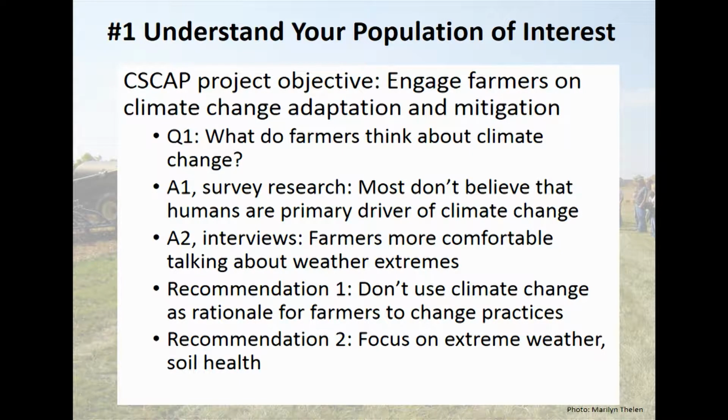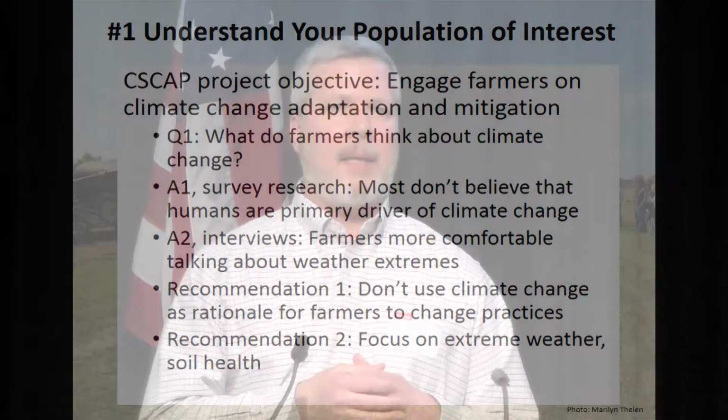Because if you're going to talk to farmers about climate change, you might want to know what they think about it. Or if you're going to use climate change as part of your rationale for why they should adopt cover crops, for example, we should know what they think about that. And so we did a survey of farmers across the Corn Belt, about 5,000 farmers across 11 Corn Belt states. And what we found was, answer number one is most farmers don't believe in human drivers of climate change.